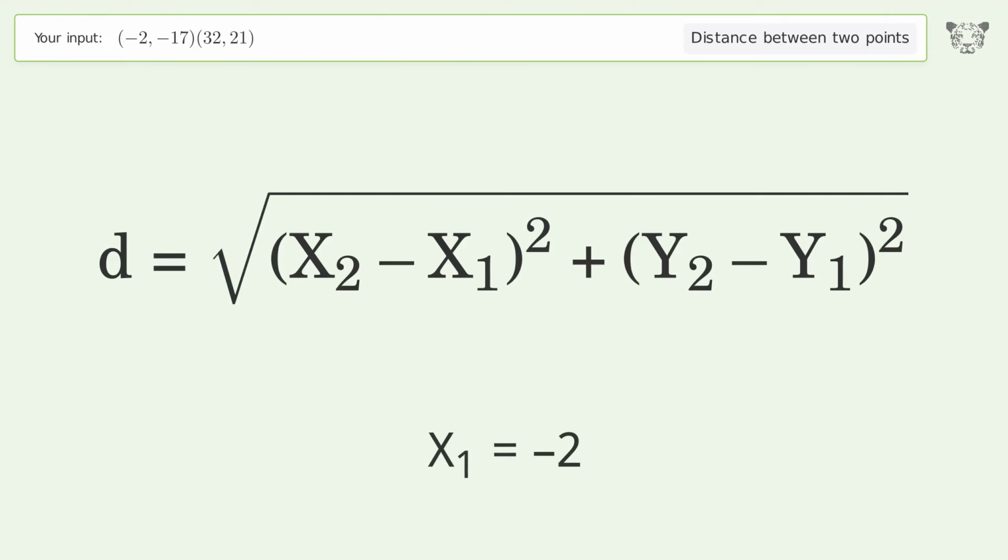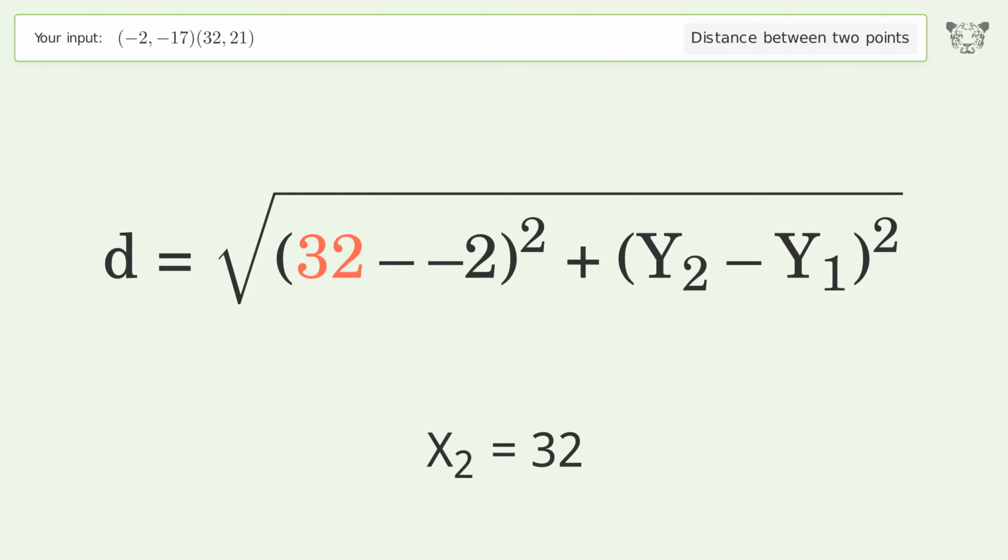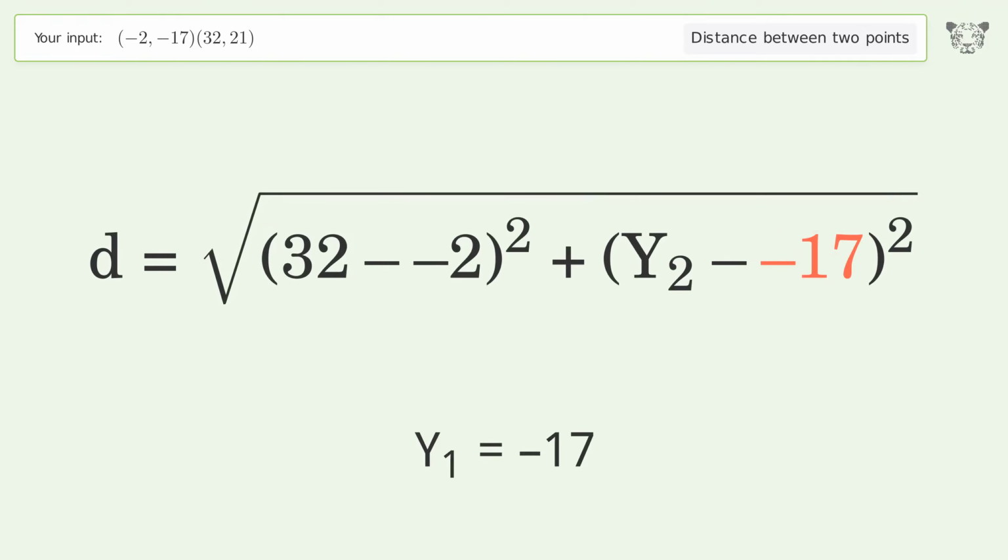x1 equals -2. x2 equals 32. y1 equals -17. y2 equals 21.